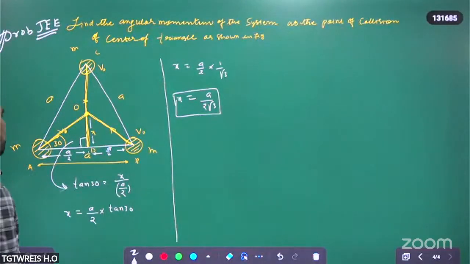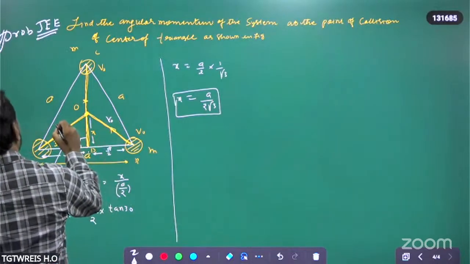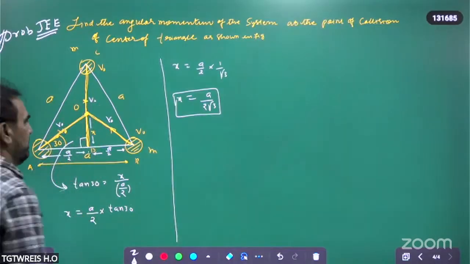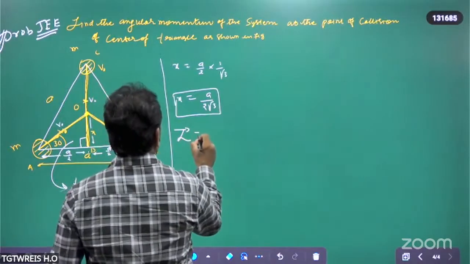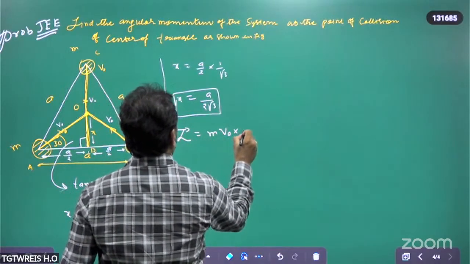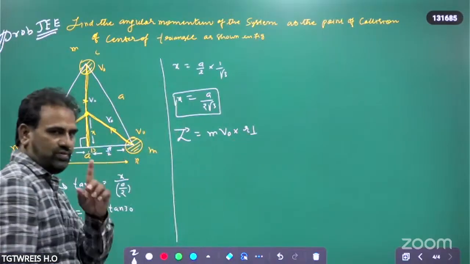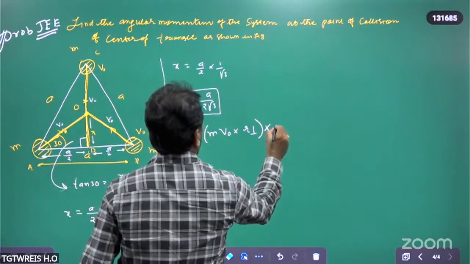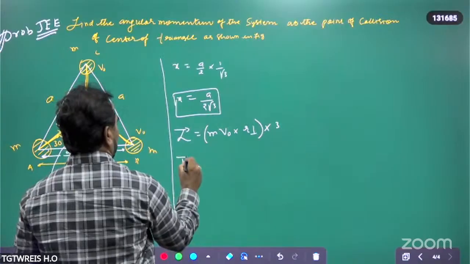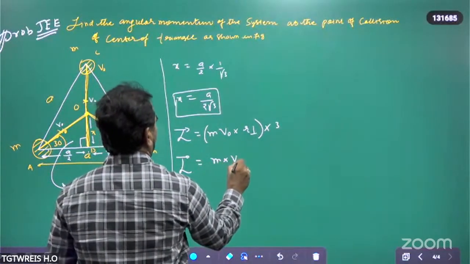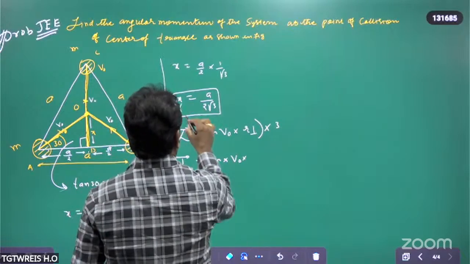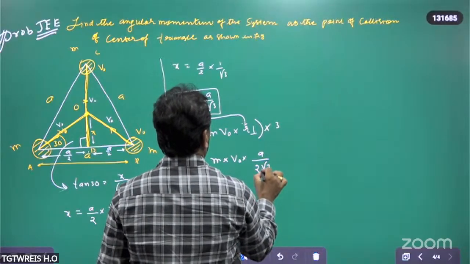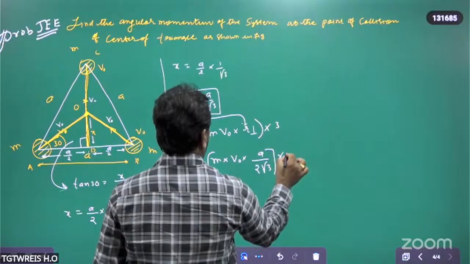All of them are moving with the same velocity V0. The angular momentum at this point of contact is given by L is equal to m into V0 into r perpendicular, which is already known. This is only for one particle. There are a total of 3 particles, so multiply by 3. Then the angular momentum is m V0 into x, that is a upon 2 root 3, into 3.